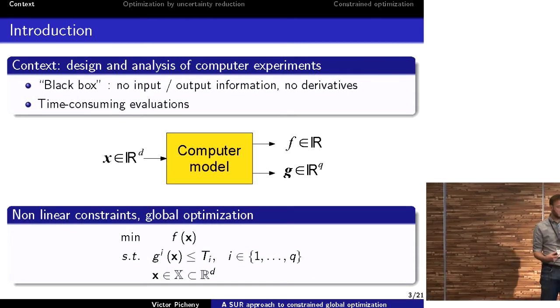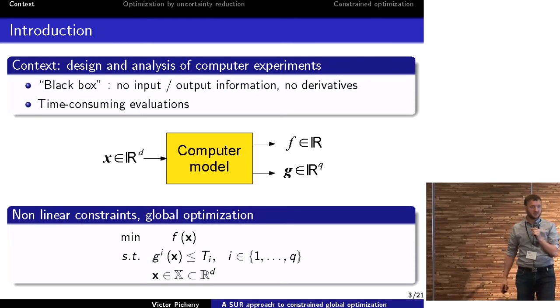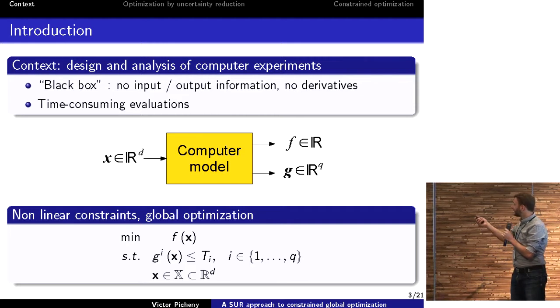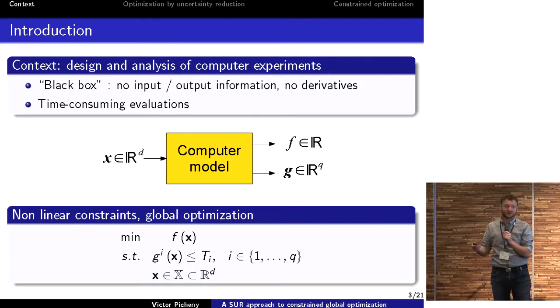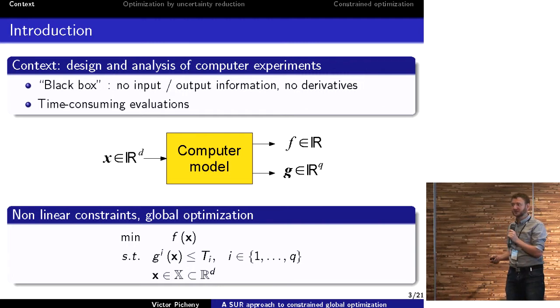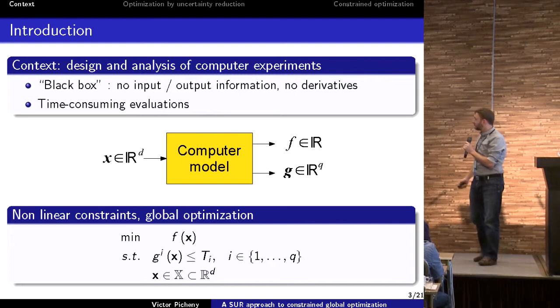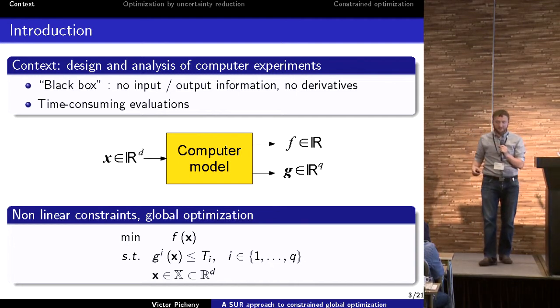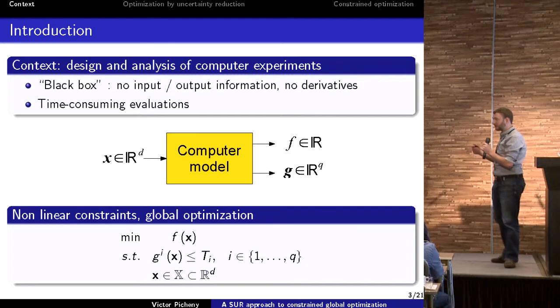So the context of my work is the design and analysis of computer experiments. I'm quite happy to be here at the IAStat conference because I'm more from the computer experiments community, and we have done a lot of things quite similar to the artificial intelligence community, and there's sometimes a lack of communication between the two. But we do similar work. My context is the study of black box models, so typically finite element code or something very expensive to compute.